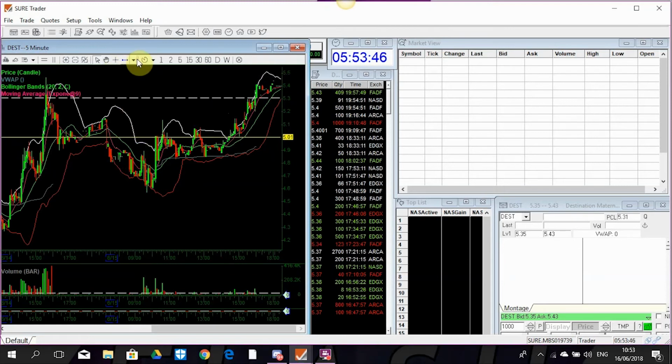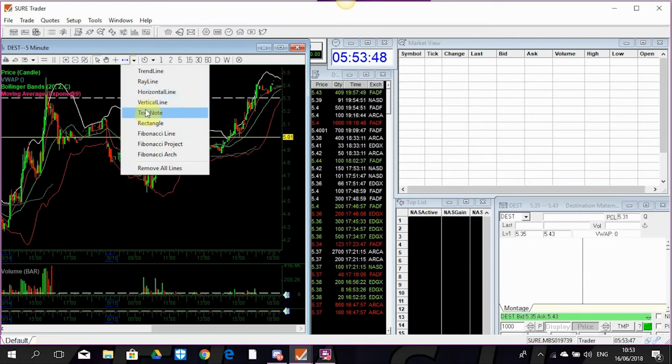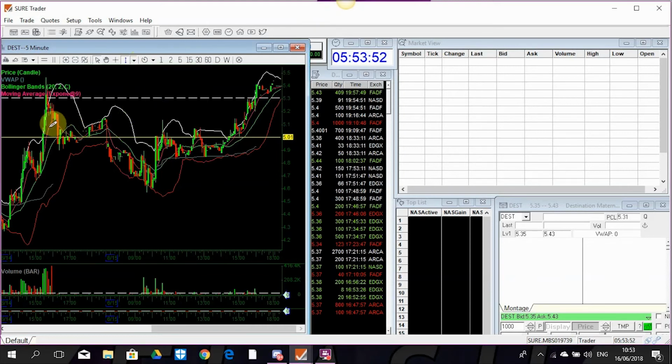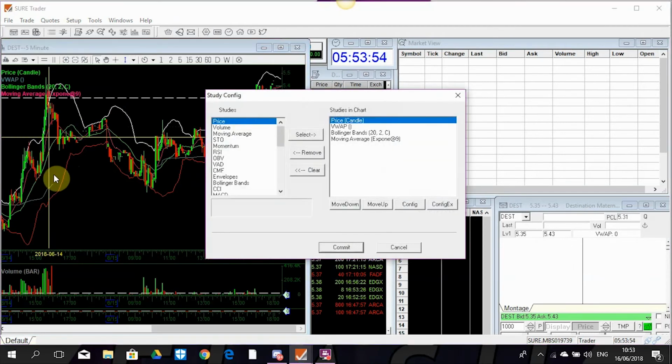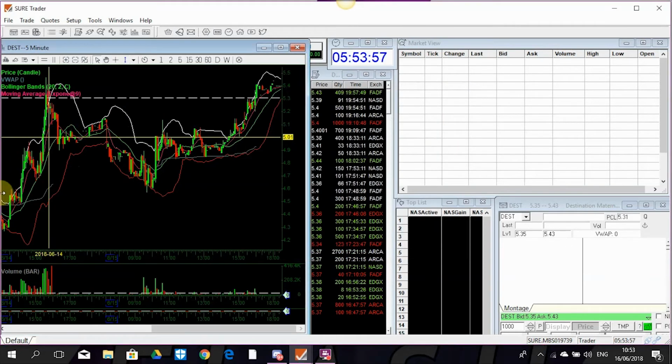So let's ignore this section of the chart here. This is actually a pretty good one. Where are we? Let's ignore this whole chart, anything that splits the candle here. So we're just looking at this section for now.